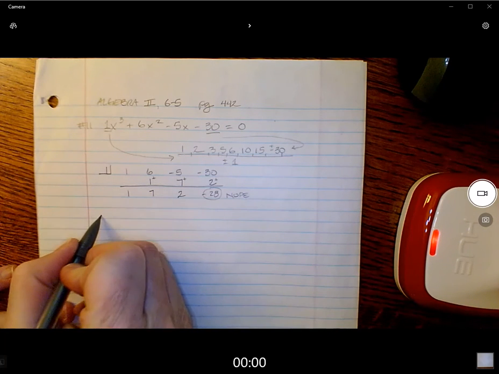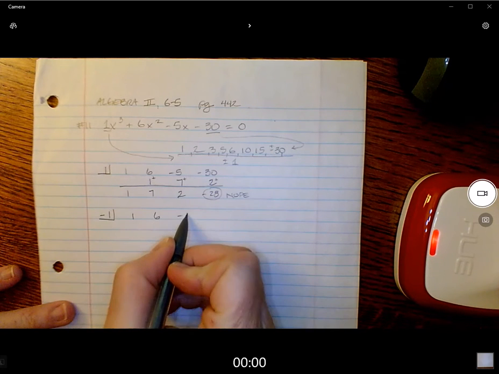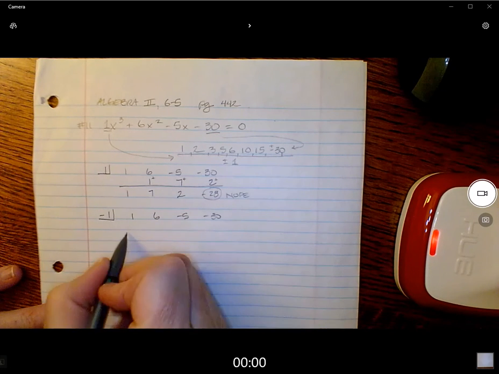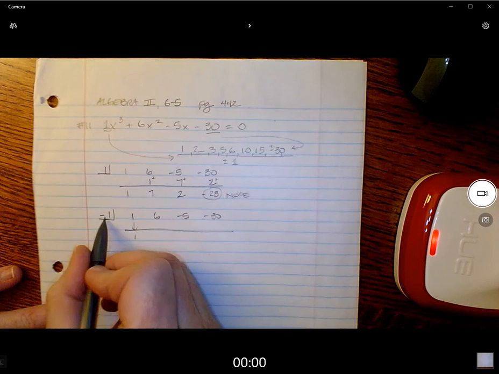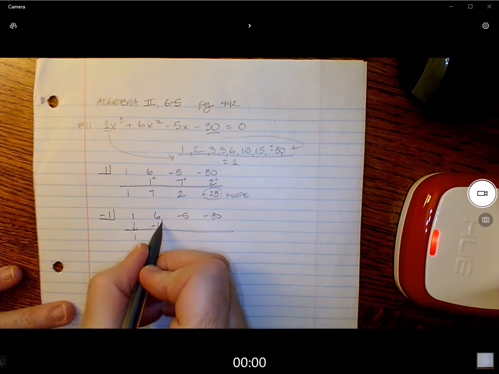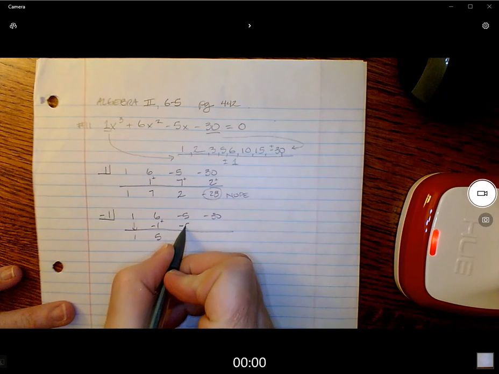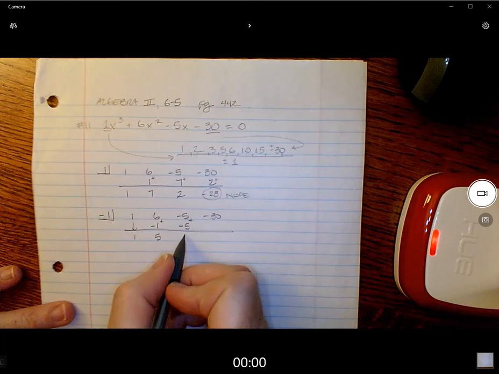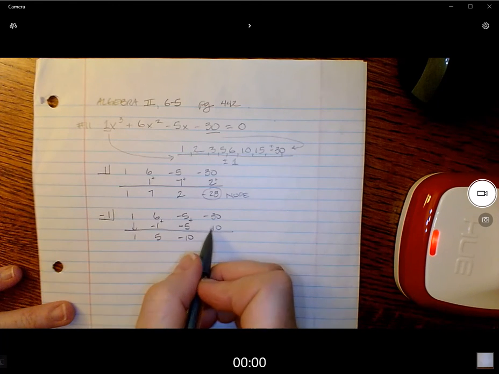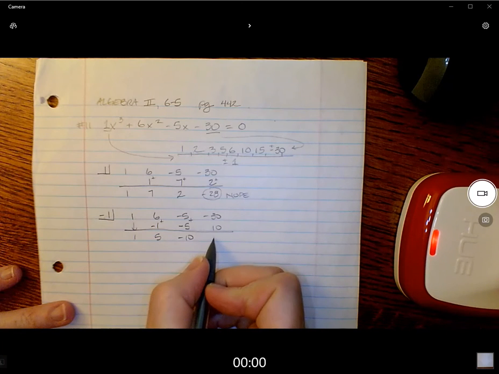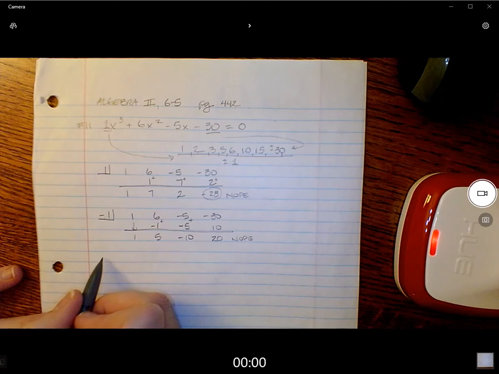So I will try negative 1. Again, I bring down my coefficients and drop my 1 here. Negative 1 times 1 is negative 1. 6 plus negative 1 is 5. Negative 1 times 5 is negative 5. Negative 5 plus negative 5 is negative 10. Negative 1 times negative 10 is 10. And again, we're not getting a 0 here, are we? We're getting a negative 20, so nope. This could be a long process.